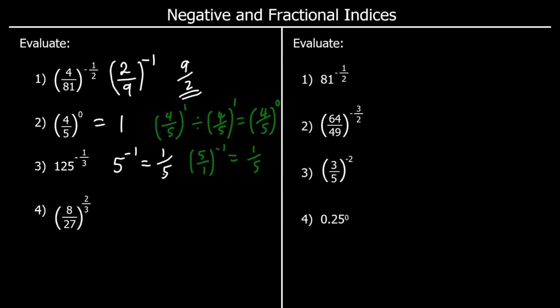Question 4. 8 over 27 to the power of 2/3. So it's a cube root and then square. So cube root of 8 is 2. Cube root of 27 is 3. And then square it. So square the top, square the bottom, 4/9. Okay, some for you to try. So give these a go.